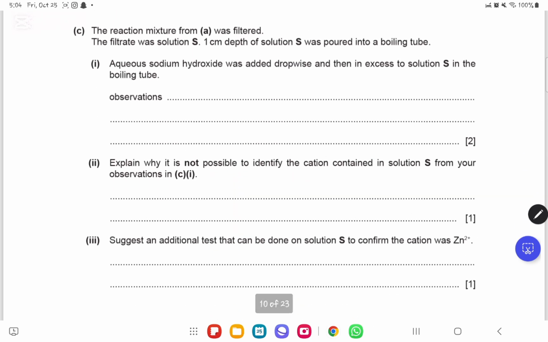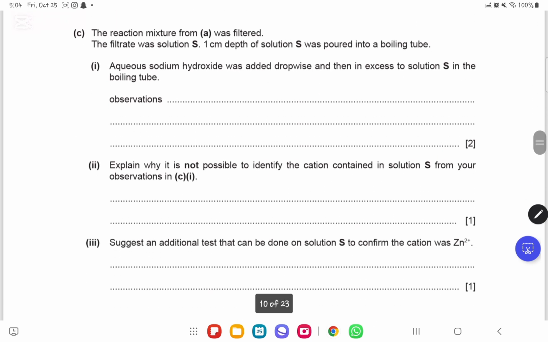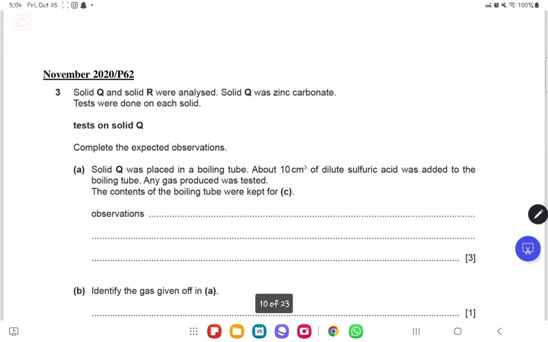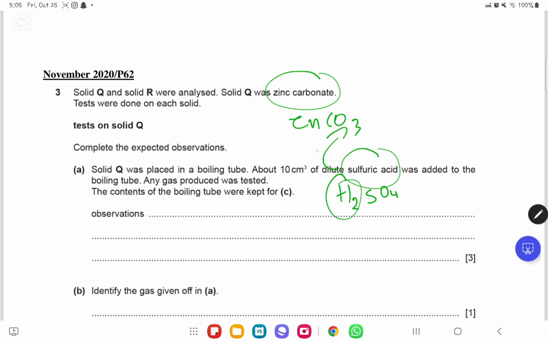Now part C. The reaction from A was filtered. The filtrate was solution S. So from A, we did a solution in solid Q. It was placed in a boiling tube. We had zinc carbonate. Carbonate will react with sulfuric acid, which is H2SO4, and zinc carbonate was ZnCO3. So the H2 will react with the CO3 to produce what? To produce carbon dioxide gas.